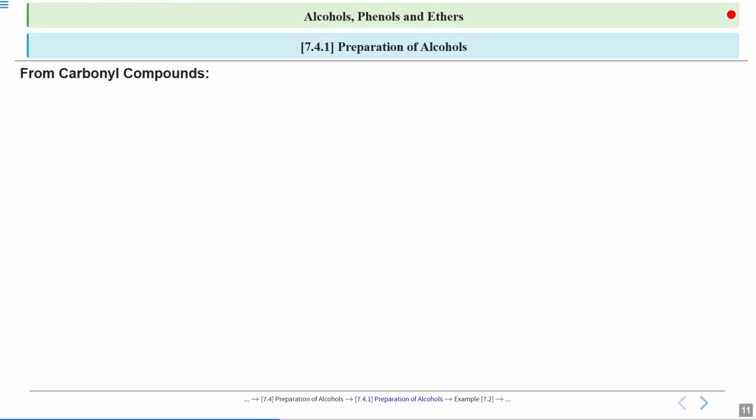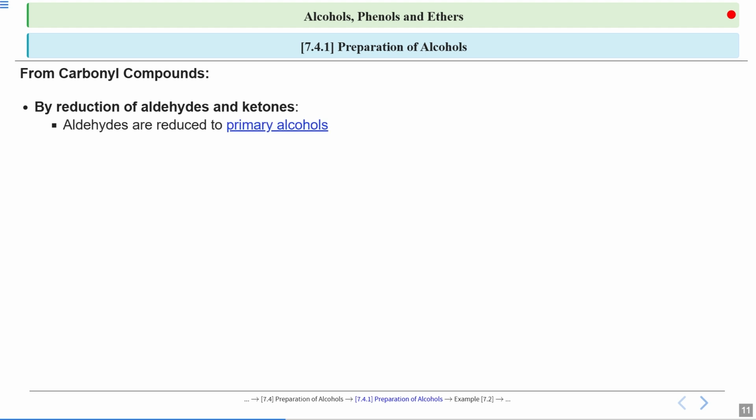The next method for the preparation of alcohol is from carbonyl compounds, by the reduction of aldehydes and ketones. Carbonyl compounds are the compounds containing C double bond O in them, which include aldehydes and ketones. Aldehydes have the CHO group and ketones have C double bond O. Both are carbonyl compounds. So by the reduction of aldehydes and ketones, you can get alcohols as the product.